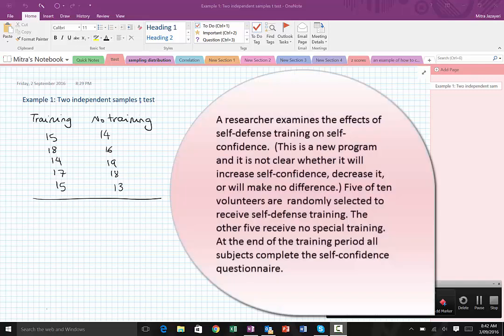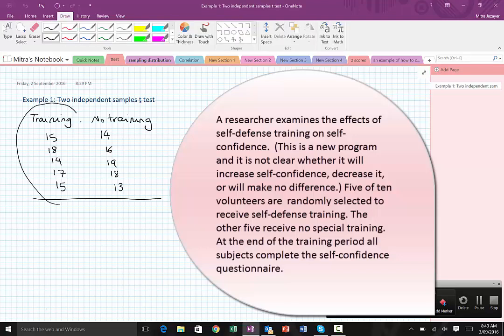I'm going to talk about two independent samples t-test. In order to do that, I go through an example. I've got two groups of measurements, training and no training. So we want to know whether a self-defense training will increase the self-confidence of women.